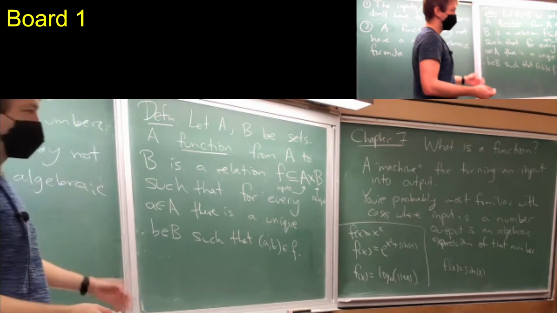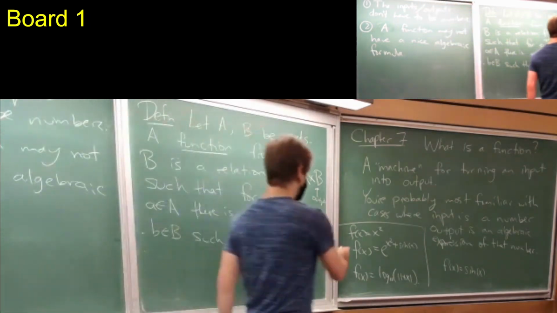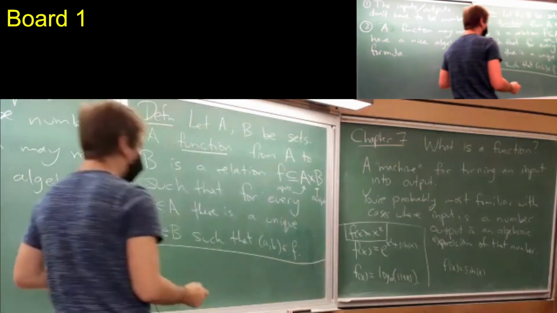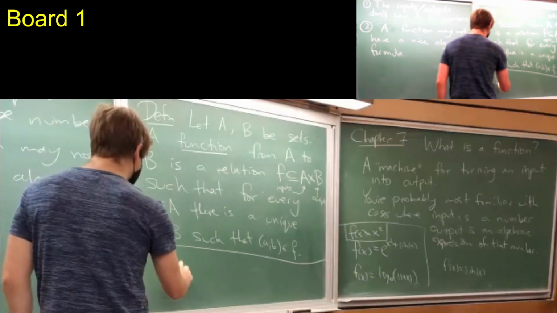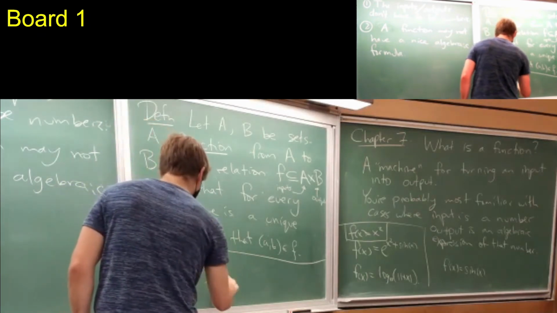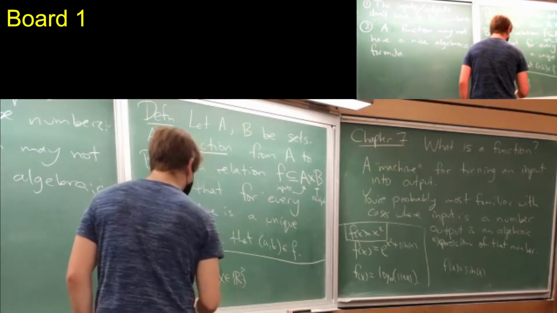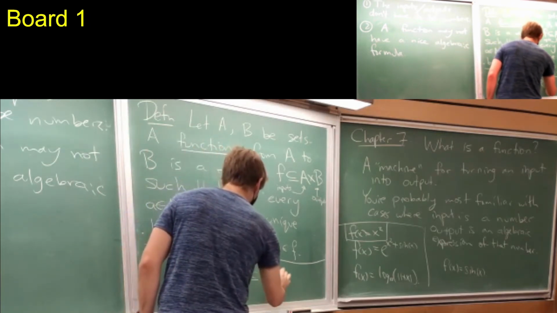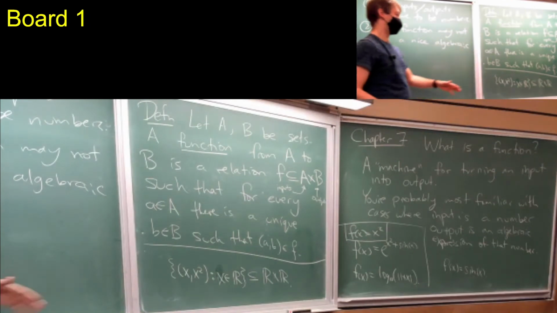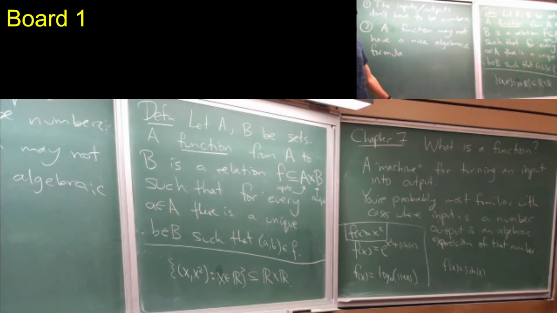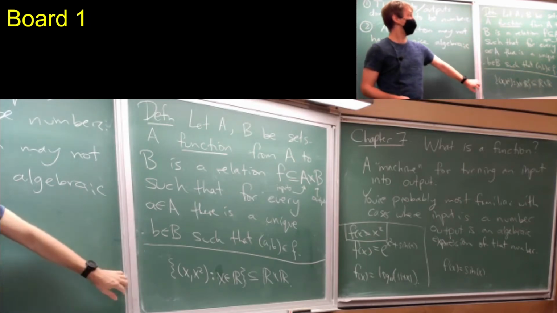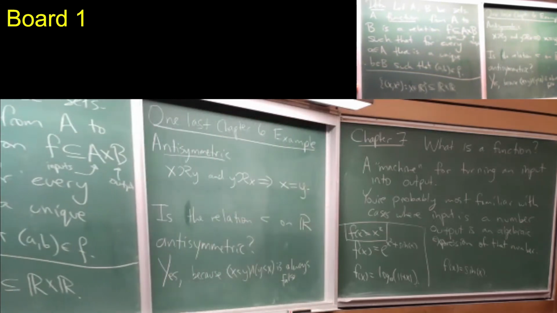So for example, here we've got the function f of x equals x squared. As a relation, you would think of that function as being the set of pairs (x, x squared) such that x is in R, which is a relation from R to itself. Okay. But we can talk about this more in a second. Okay, so functions are relations.